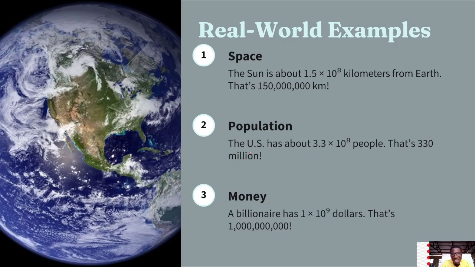Then the next thing I want us to consider when it comes to real world examples of using exponents is money. A billion dollars is 1 times 10 exponent 9 dollars. So that is 1 billion, but it has just been written simply in exponential form as 1 times 10 exponent 9.